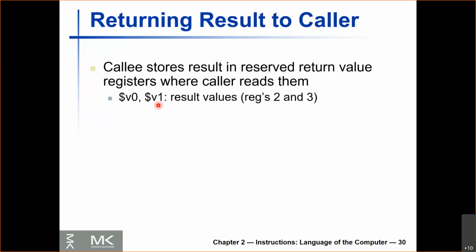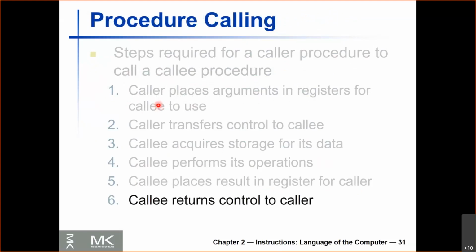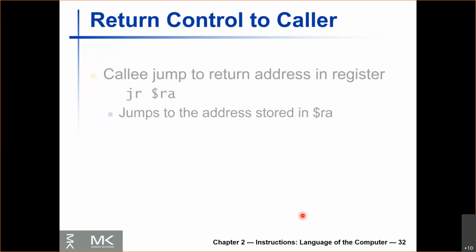Okay, and then the last step is for the callee to return control to the caller. So bar needs to return to foo. In this case, we use the jump register instruction. And where do we jump? Well, we jump to the address stored in RA.